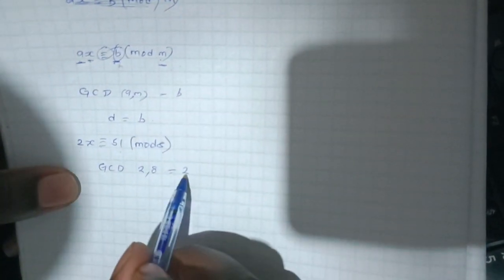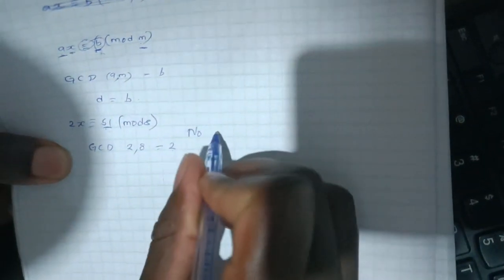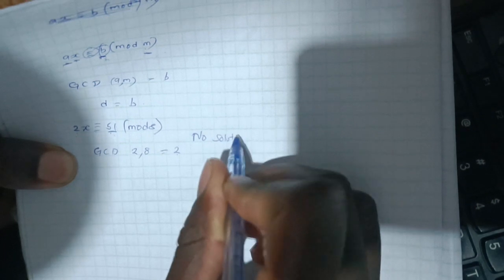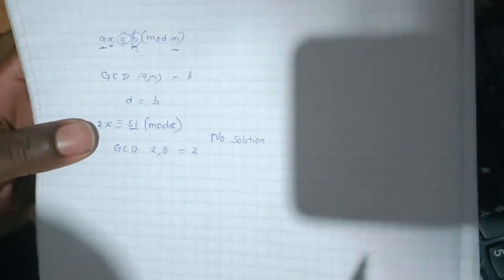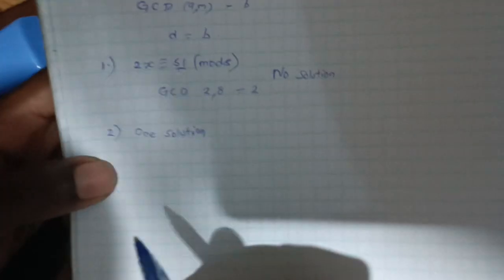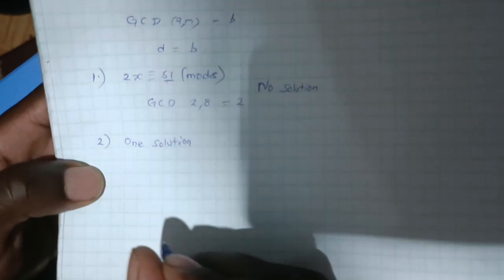So 2 should be able to divide 51, but in this case 2 cannot divide 51, which means there is no solution in this case, which means this congruence is unsolvable. We can't solve it, so we move on to the next case. Case number 2 is the case where there is only one solution for the congruence.